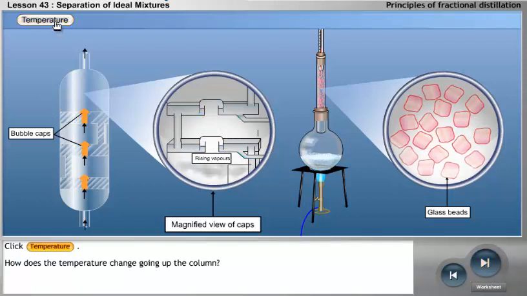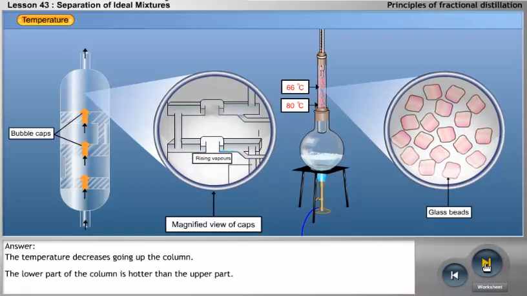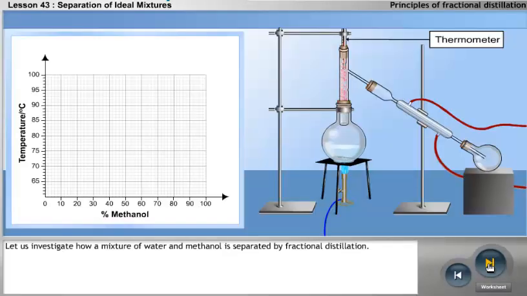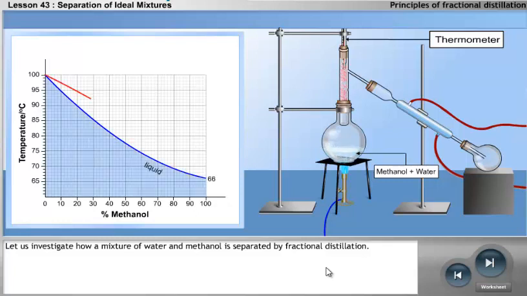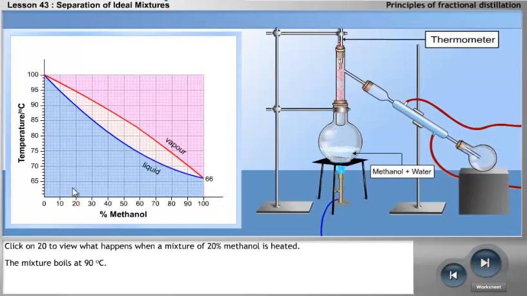How does the temperature change going up the column? Answer: the temperature decreases going up the column. The lower part of the column is hotter than the upper part. Let us investigate how a mixture of water and methanol is separated by fractional distillation. Click on 20 to view what happens when a mixture of 20% methanol is heated.